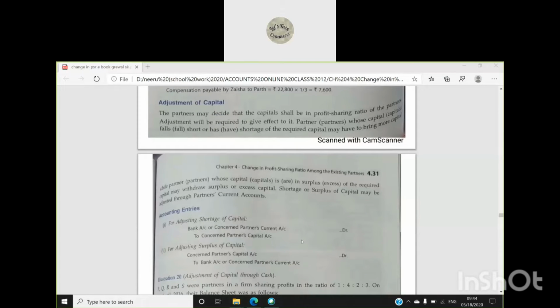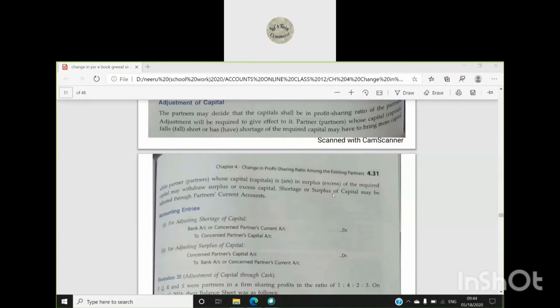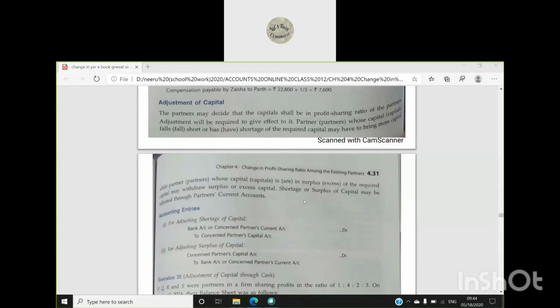Chapter 4, last topic, adjustment of capital. In the adjustment of capital, what we do is we adjust the capital according to the new profit sharing ratio. The balance carried down, which we write in the partner's capital account, must be in the profit sharing ratio.